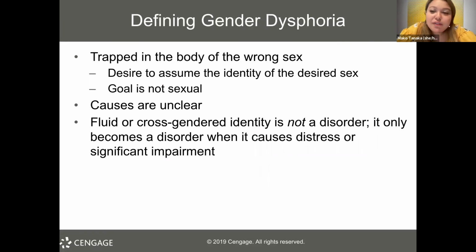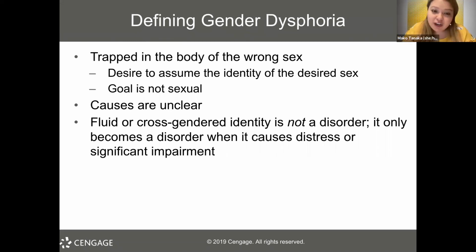All right, so defining gender dysphoria. Gender dysphoria is when a person experiences psychological dissatisfaction with their biological sex that decreases their sense of identity as a man or as a woman. And the primary goal is not sexual arousal, so it's not a sexual dysfunction by any means. The goal is to just live life as the opposite gender.